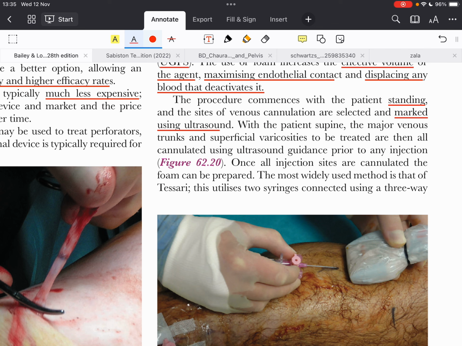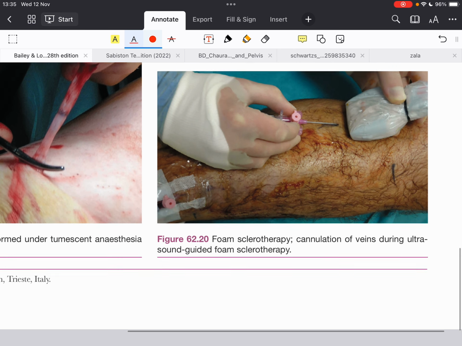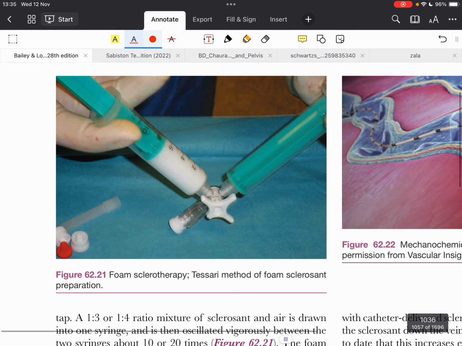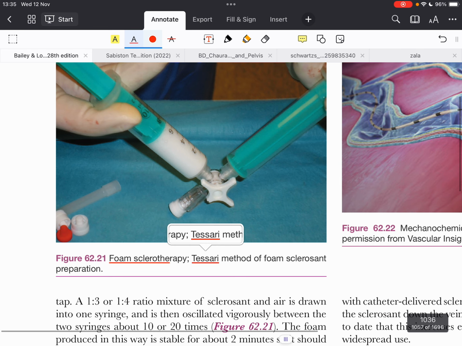The most widely used method is the Tessari technique. This utilizes two syringes connected using a three-way tap. This is foam sclerotherapy, cannulation of veins during ultrasound guided foam sclerotherapy. This is foam sclerotherapy, Tessari method, foam sclerosant preparation.